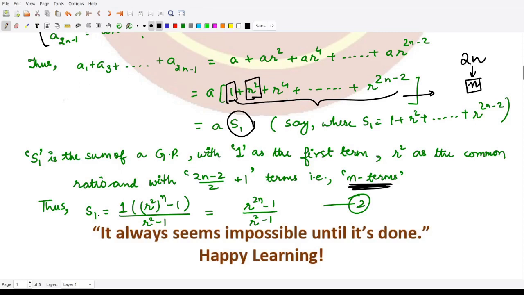And then your S1 would be equal to what? The first term, multiplied with the common ratio, which is r square, raised to power the total number of terms, minus 1, divided by the common ratio minus 1, which is r square minus 1, right? So when you solve this, you would have this as r raised to power 2n minus 1 divided by r square minus 1. Mark this as equation 2.